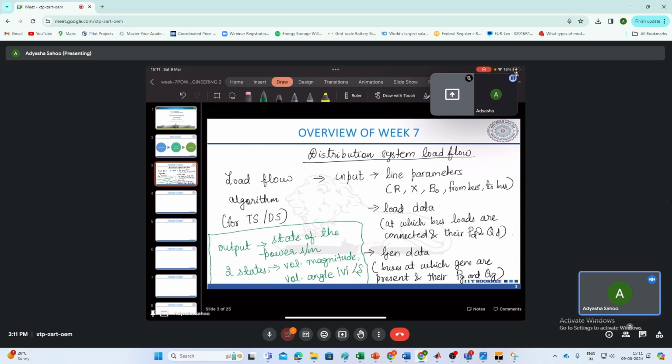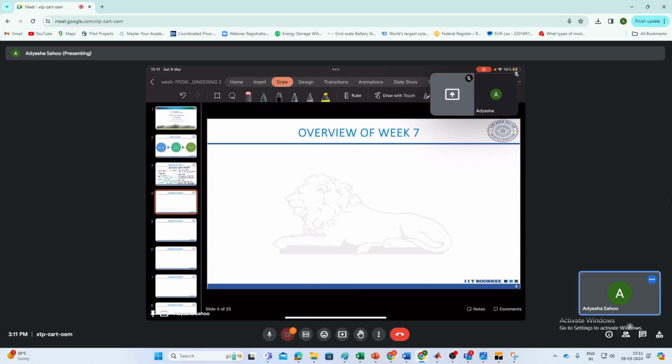So utilizing these states, which are again input to other power system studies, this is the basic one, and from this we can observe whether the system is in correct condition or not, if the voltages are within range or not. Then coming to this transmission system load flow and distribution system load flow.